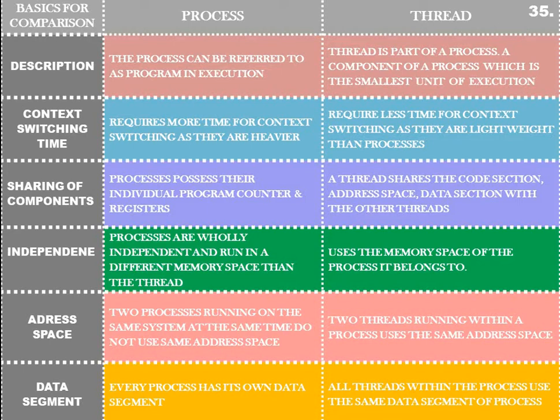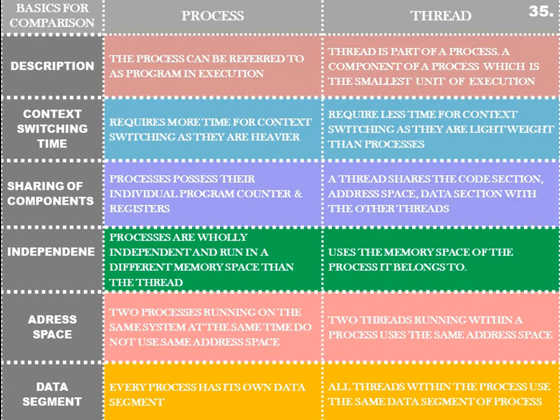So a process maintains its own program counter and registers inside the CPU when the CPU executes that process, while a thread shares the code section, the address section, and data section with the other threads. As a thread is part of a process, when a process is getting executed by the CPU, a thread is also getting executed, but a thread shares its code section, meaning the binary section of the data, the address space, and the data section with the other threads.